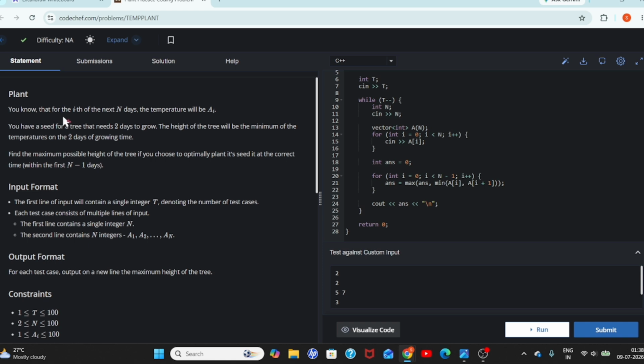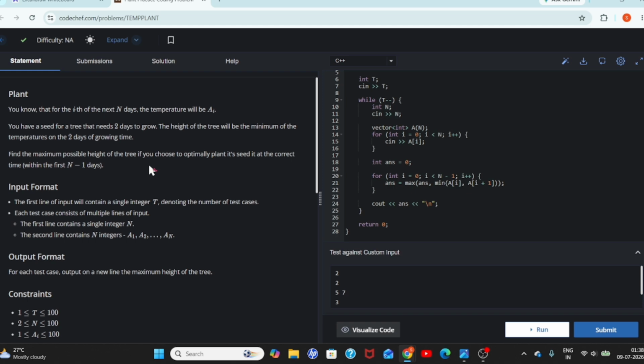So the first question is plant. You know that for the ith of the next n days the temperature will be A of I. You have a seed for a tree that needs to grow in 2 days. The height of the tree will be the minimum of the temperature on the 2 days of growing, and we need to find the maximum height of that tree.